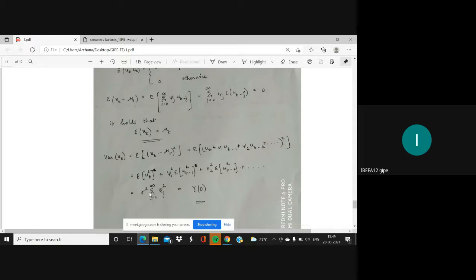Now this gives you the variance of xt. You can see that the variance of xt is not dependent on time. There's no variable here which depends on time. This is some parameter, some constant, and this is some constant. So the variance is independent of time.